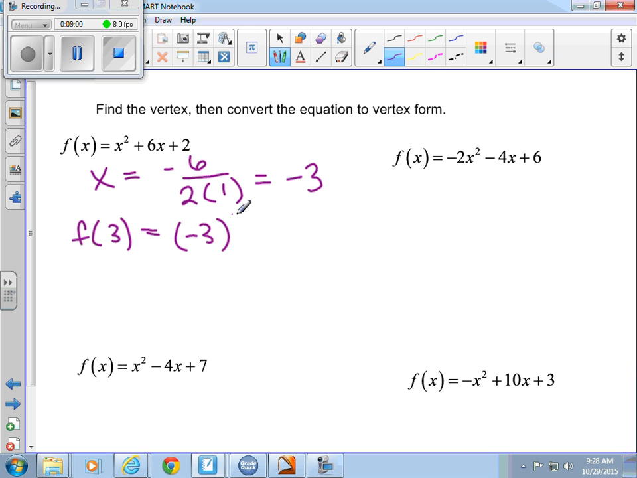And you can just do that in the calculator if you wish. By the way, I'm showing you how to do this by hand. Could you find the vertex in the calculator before today, before I even taught you this? Using the maximum or minimum button, right? So if you want to check your work using a calculator, by all means, do so.